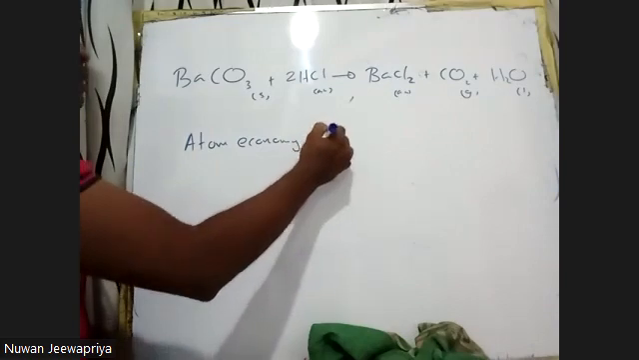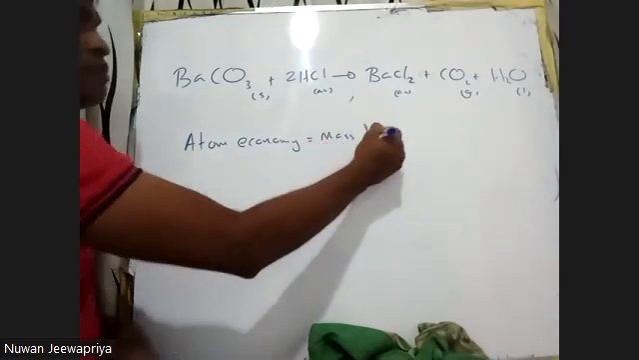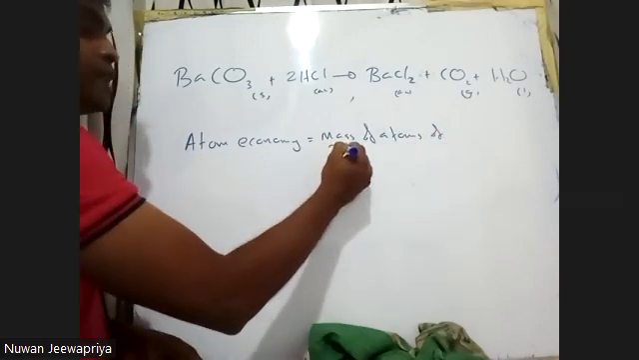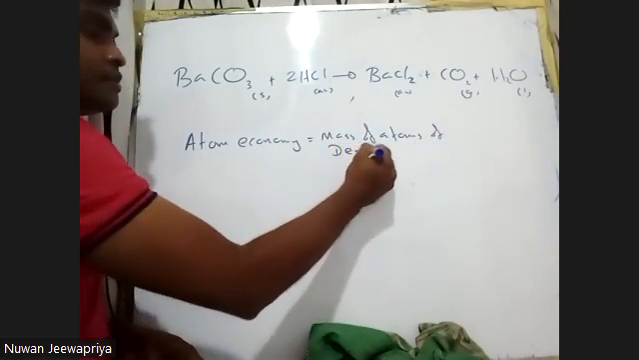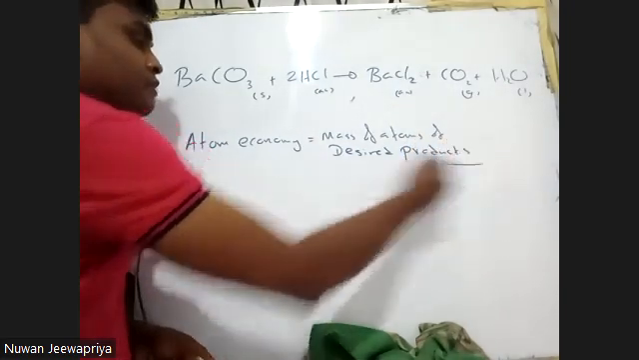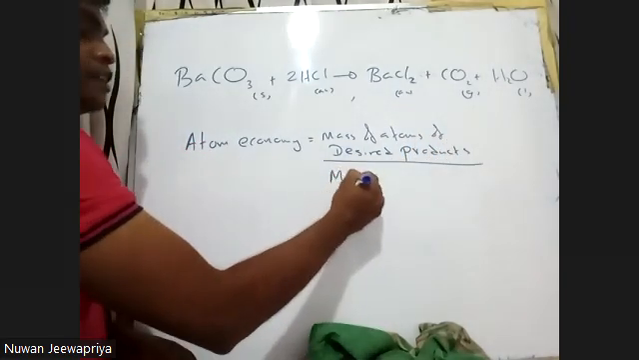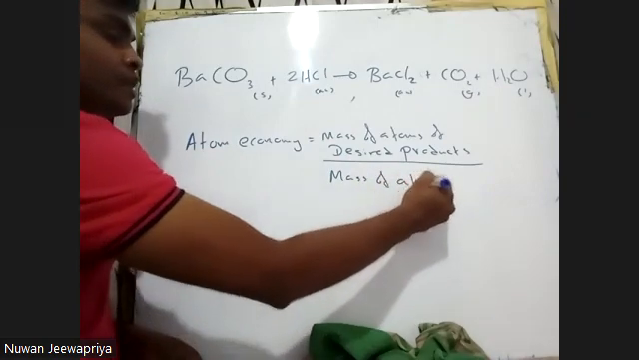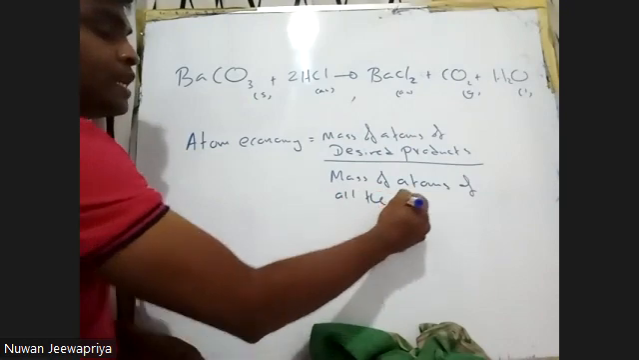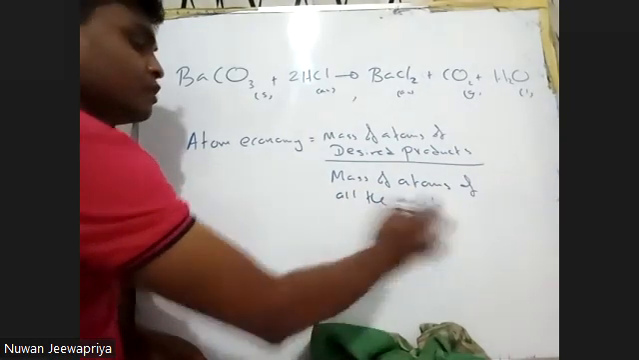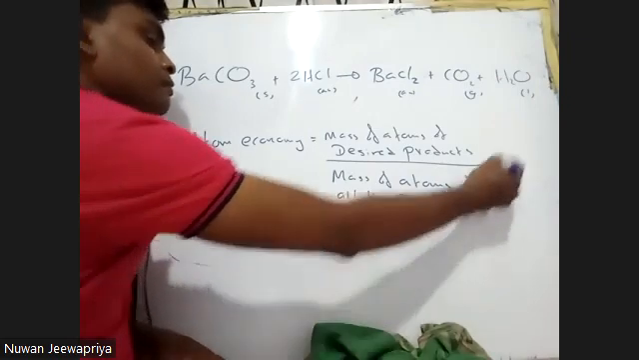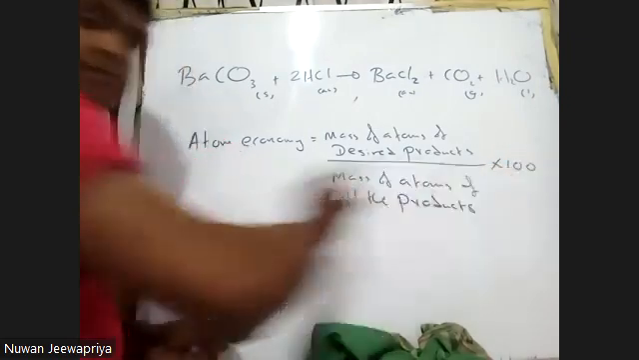Atom economy is equal to the mass of atoms of the desired product divided by the mass of atoms of all the reactants, or all the products, multiplied by 100.